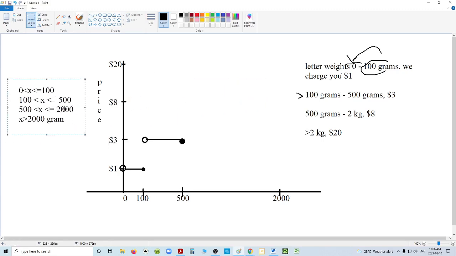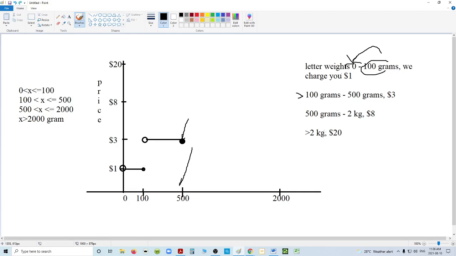And that is why it's solid down here saying we are going to charge you $1, and empty up here, which means bigger than 100, we're not going to charge you $3 if it's 100 up here. We're going to charge you the $1. That's what the solid means. And this solid here means if it's 500 grams, we're charging you $3, not the next level up.